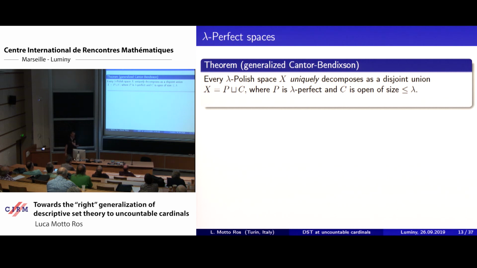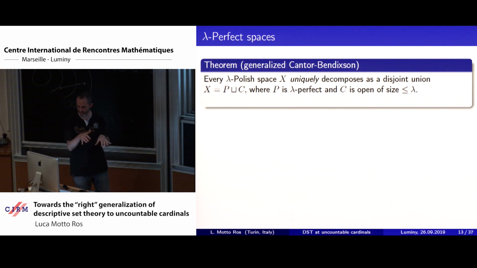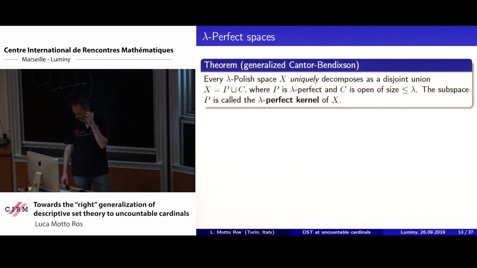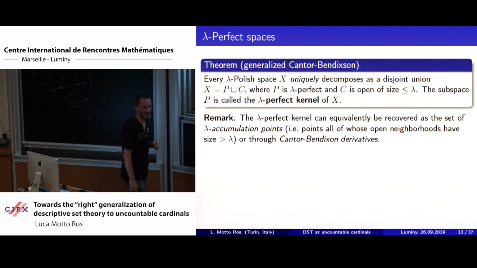If you have a lambda Polish space, this can be uniquely decomposed into a perfect set and an open set, not countable, of size less than or equal to lambda. Now, countable is always lambda. Okay, so this is the usual decomposition, and P is called the lambda perfect kernel of X. And this can be done essentially in the same way as in the classical case.